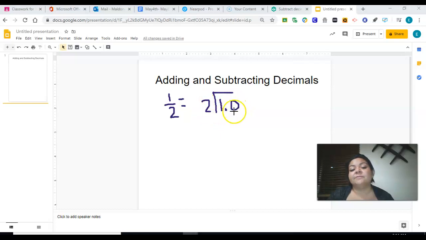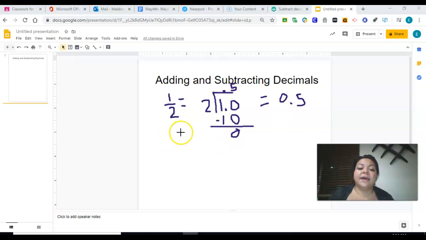How many times does the 2 fit into the 10? 5 times, right? So I need to line up my decimal point. So here it's lined up and it fits 5 times. So 5 times 2 is 10. And when I subtract, I don't have any remainders. So 1/2 is equal to 0.5. You can also think of this as 50 cents. Half of a dollar is 50 cents.